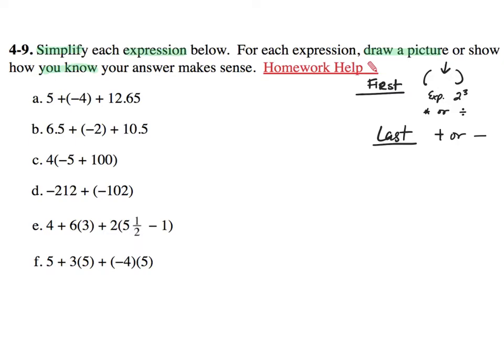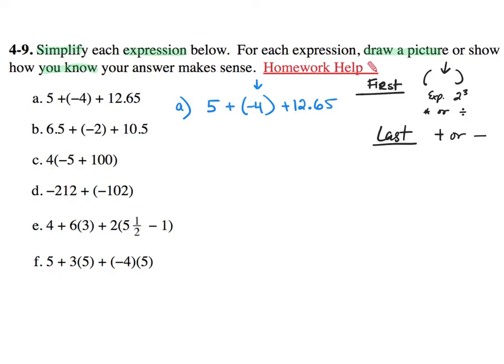So looking at example A, let's start copying it down. We have 5 plus -4. I see the parentheses, but it's not grouping anything with the -4. It just separates the adding of a -4 plus 12.65. So it's all either addition or subtraction.